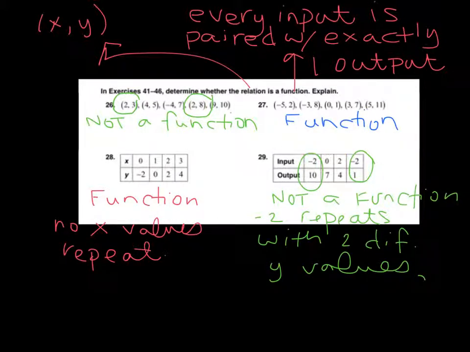Okay, so if you look at number 28, you notice that you have 0, 1, 2, 3 for your x values. Since none of those repeat, this is a function. And my explanation would simply be that no x values repeat. For number 29, now notice they labeled this input and output, so it's your job to know that input are your x values and output are your y values. So I went through and I looked at my input values, -2, 0, 2, and -2. When I saw that -2 repeated, I knew that since it repeated with 10 and 1, this was not a function because -2 repeats with two different y values.